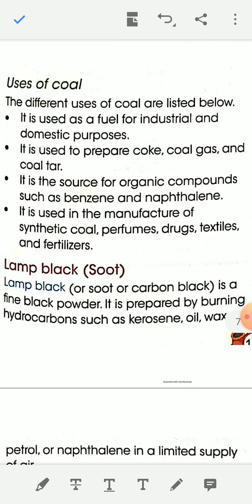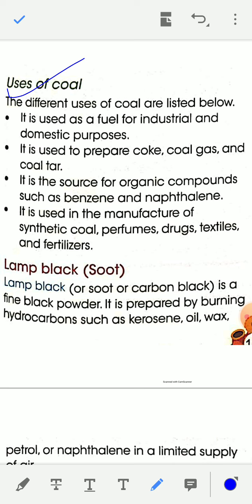Now use of coal. It is used as a fuel for industrial and domestic purposes. It is used to prepare coke, coal gas, and coal tar. It is the source for organic compounds such as benzene and naphthalene, and it is used in the manufacture of synthetic dyes, perfumes, drugs, textiles, and fertilizers.